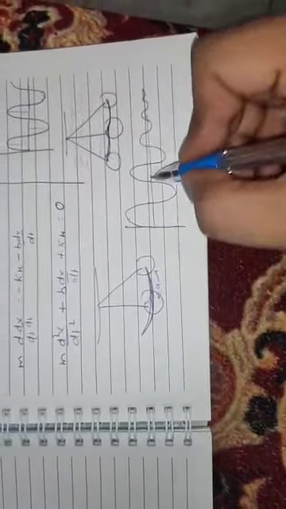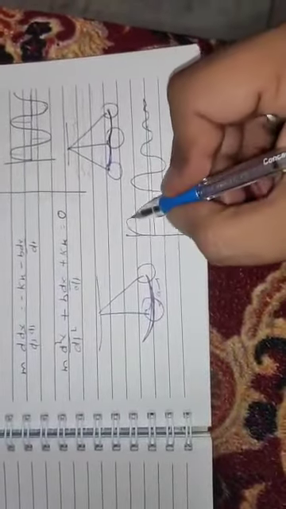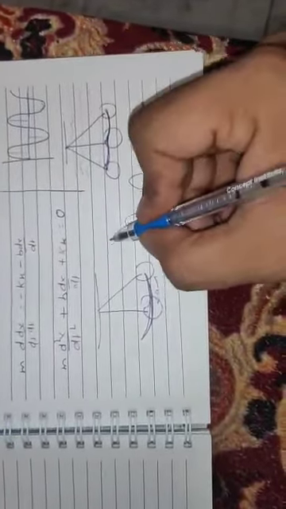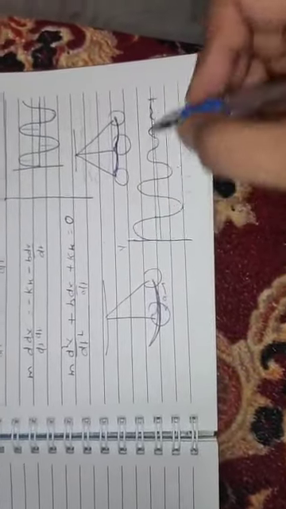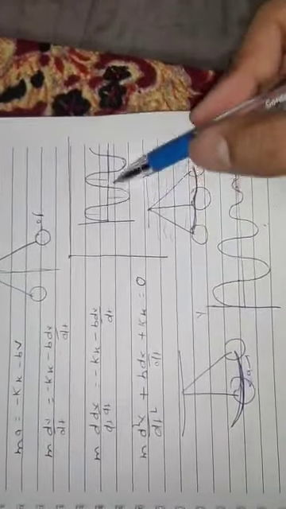So this type of amplitude graph we get in damped oscillation. But in free oscillations, or in the absence of damped forces, we get this type of graph.